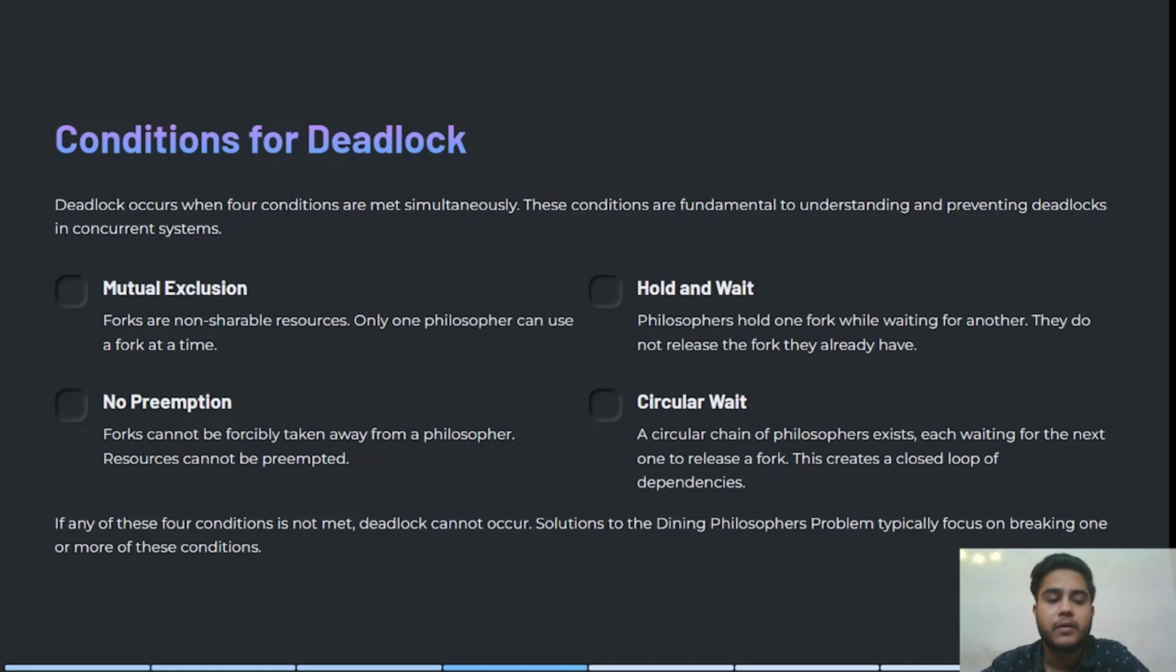Third is no preemption: forks cannot be forcibly taken away from the philosophers. Resources cannot be preempted. Fourth is circular wait: a circular chain of philosophers exists, each waiting for the next one to release a fork. This creates a closed loop of dependencies. If any of these four conditions is not met, deadlock cannot occur. Solutions to the dining philosophers problem typically focus on breaking one or more of these conditions.